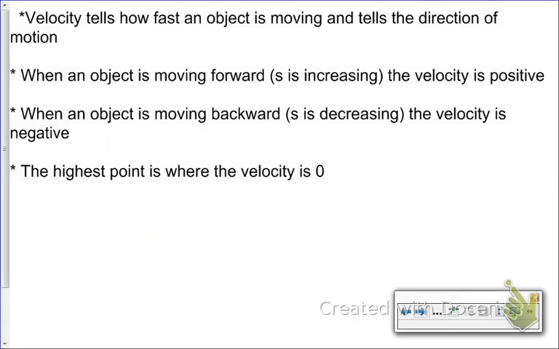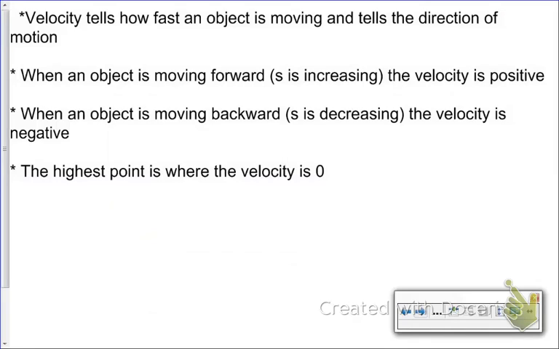I have on here some other notes for you to write down. When an object is moving forward or the position function S is increasing, the velocity is positive. When an object is moving backward or S is decreasing, so the position function decreasing in other words, the velocity is negative. Okay, so it depends on the situation, things moving forward or backward, right or left, up or down. The highest point then is where the velocity function is 0. The highest point meaning the highest point on the position function.